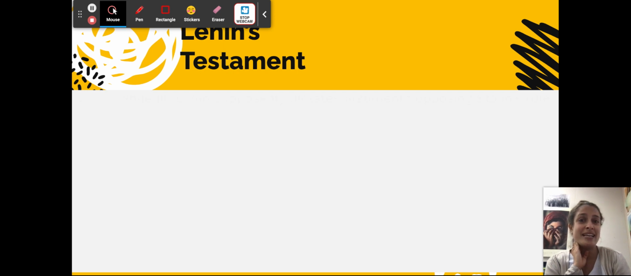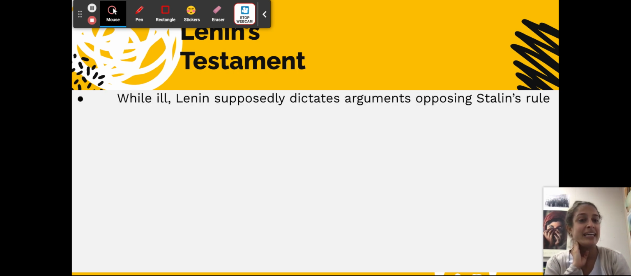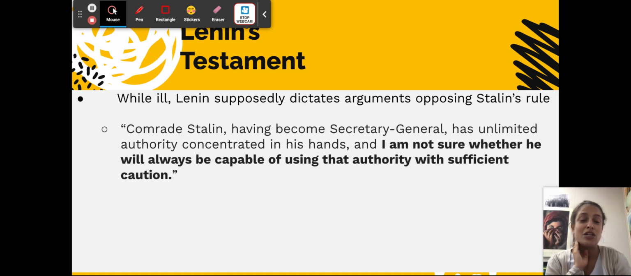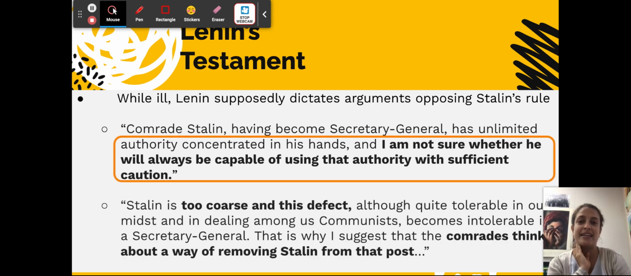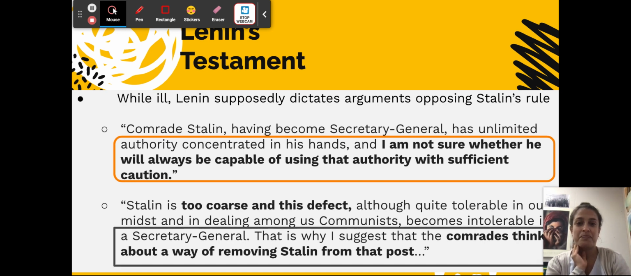All right. So Lenin is on his deathbed, and he is very afraid that Stalin is going to take over when he dies. So apparently, on his deathbed, he has said, I am not sure whether he, as in Stalin, will always be capable of using that authority with sufficient caution. Remember, these guys were friends. That is why I suggested the comrades think about a way of removing Stalin from this post. And again, that post was the Secretary General.